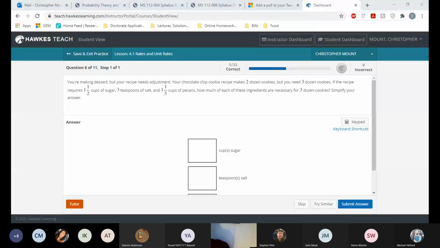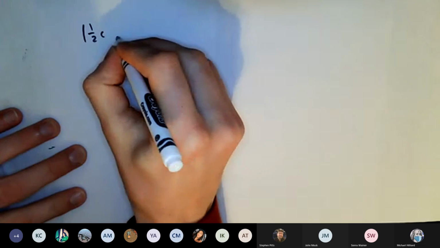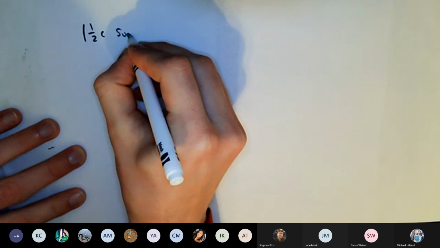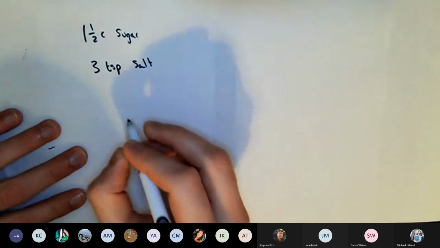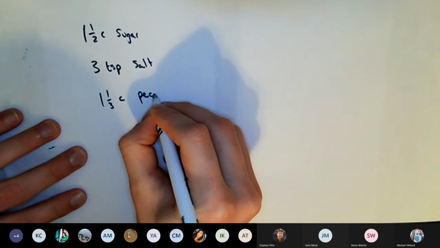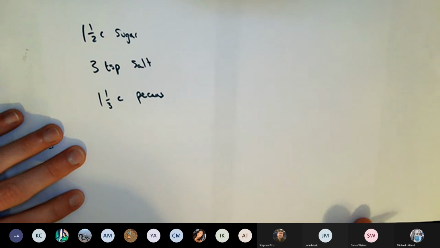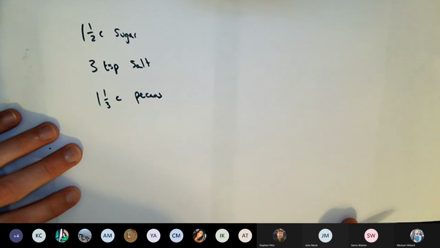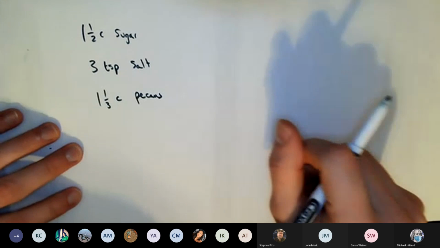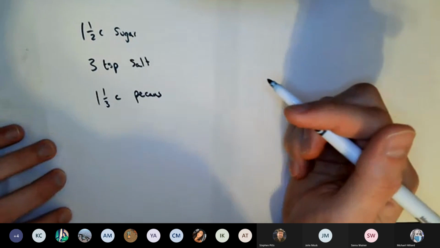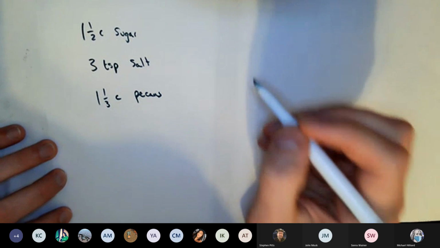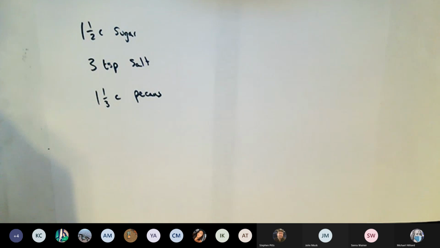All right, so let's go back to my camera here. So we've got 1.5 cups of sugar, I'll just say C for cups sugar, 3 teaspoons of salt, 3 TSP salt, and 1 1/3 cup pecans. And of course, if you're actually making cookies from scratch, there would be a few more ingredients, but this is just a scaled down version, giving you 3 things to convert. So this is for 2 dozen cookies, but we need to make 3 dozen cookies. So how do I set this up?